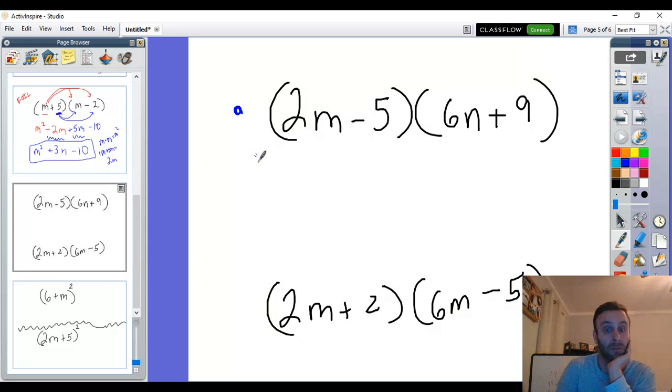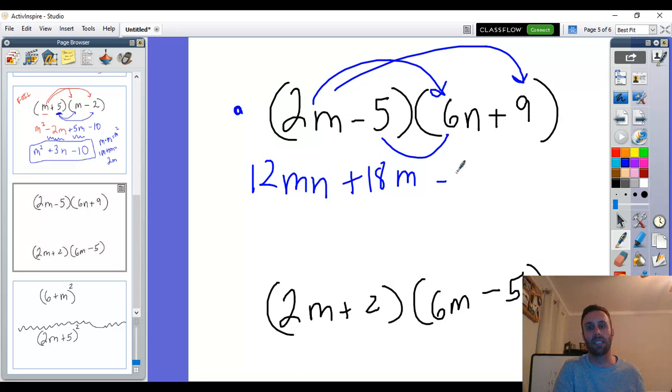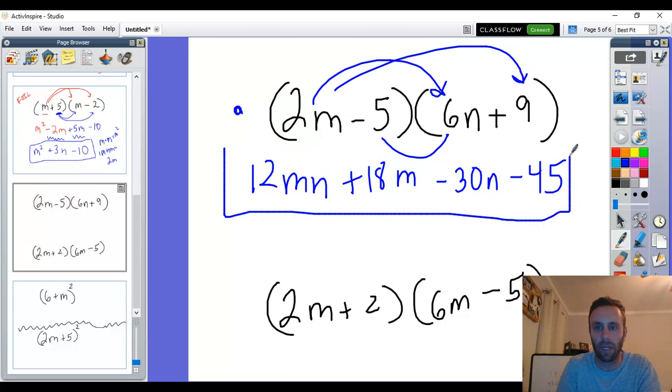So when you distribute the 2m, you end up with 12mn, and then 2m times 9 is positive 18m. Negative 5 times 6m is negative 30m, and negative 5 times 9 is negative 45. So what you guys do here is there's nothing to combine. So this literally is your final answer. You can't combine anything. Try this one for me, please, right now.